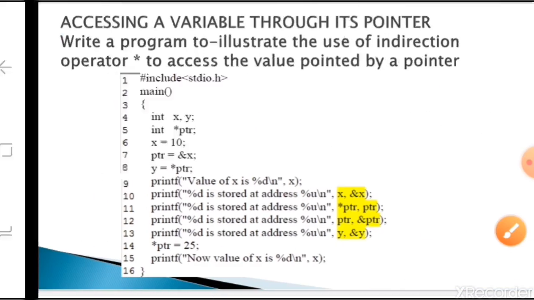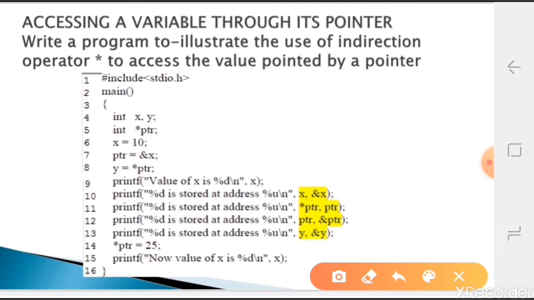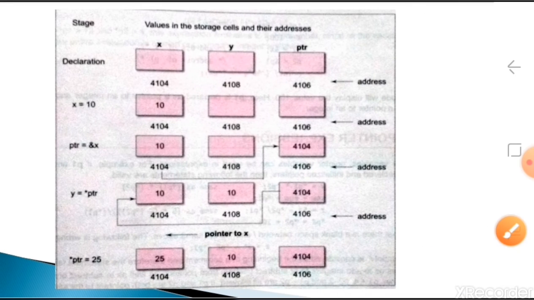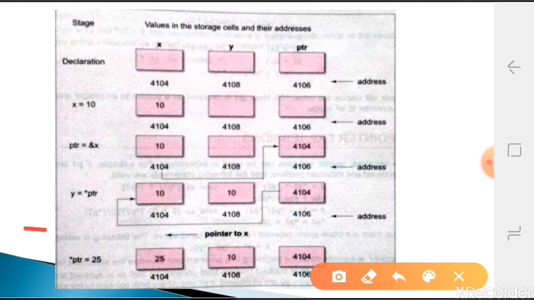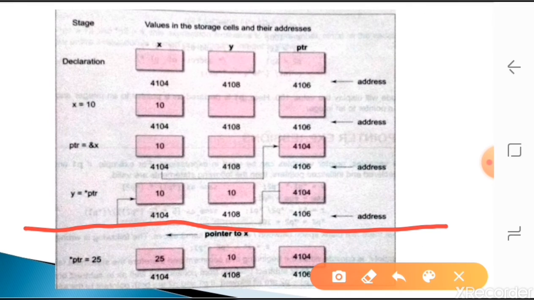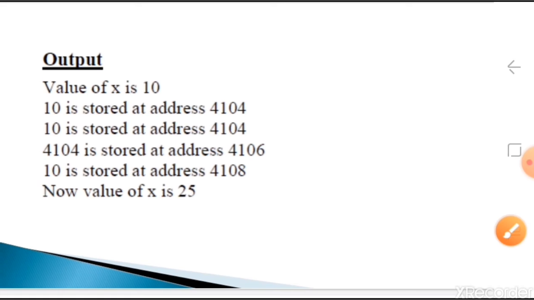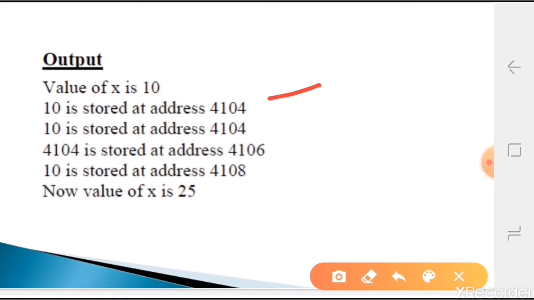Next, line number 10: "%d is stored at address %u". We gave x and &x. So here, if you saw, we have the x value as 10 and the address of x is 4104. So it will display "10 is stored at address 4104".